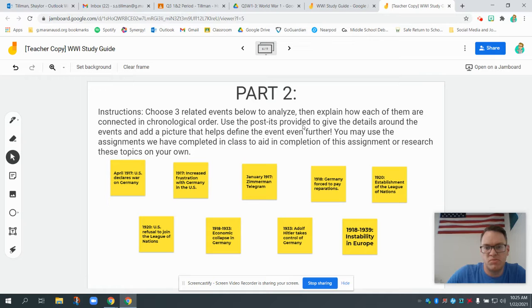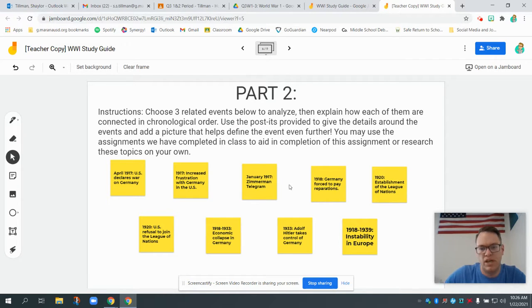But use the post-its provided to give the details around the events and add a picture that helps define the event even further. You may use the assignments we have completed in class to aid in completion of this assignment or research these topics on your own. So again, we've hit these a lot. We've talked about definitions, we've watched videos, we've watched around these things, we've talked about them. You guys are working on assignments around them now.